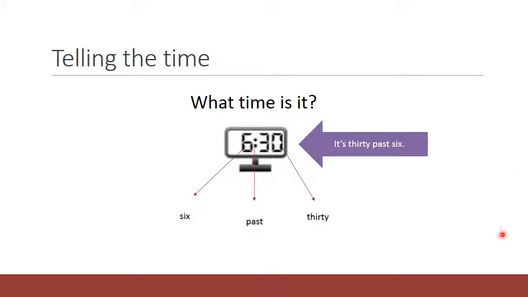If we read the time from right to left, we have to read this number first. In this case, it's 30. The colon becomes past, and then we have the number 6. In this case, it's 30 past 6. Or we can also say it is half past 6.